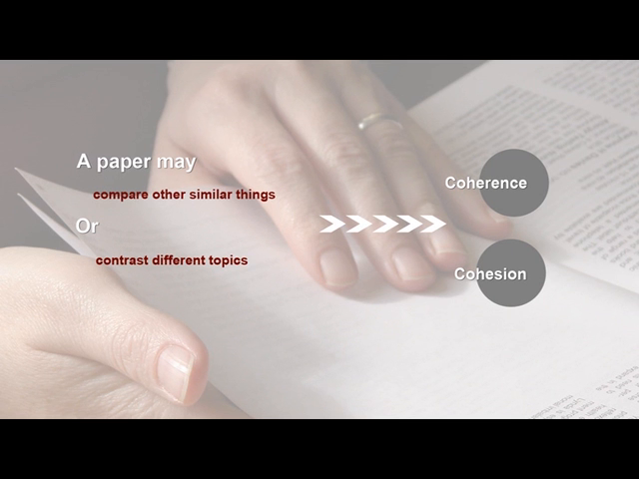You could be reading a paper that compares something with other similar things, or it might contrast different topics. It could include any of these aspects, but the important thing to remember is that there will always be a clear pattern depending on the type and purpose of the text. All these features combine to give the document coherence and cohesion.